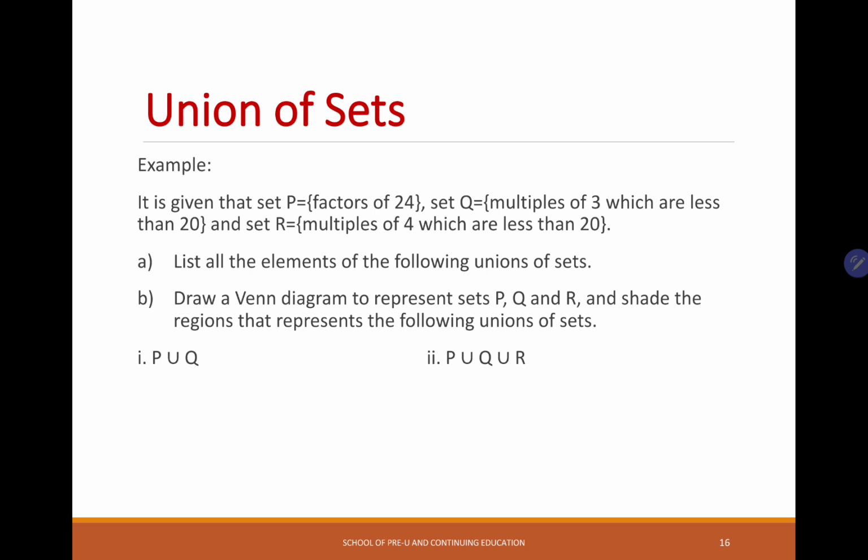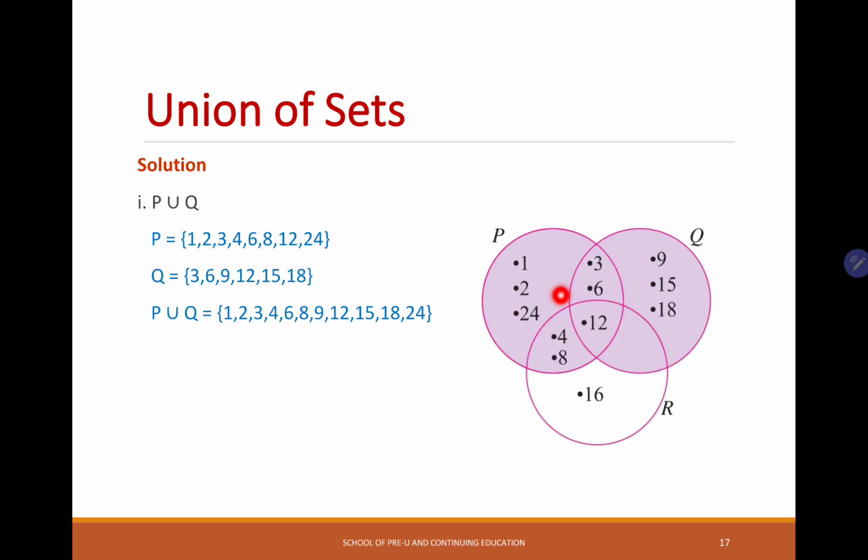The next one, union of sets, where we're going to go through an example. It is given that P is the factors of 24, Q is the multiples of 3 which are less than 20, and set R is the multiples of 4 which are less than 20. The question asks us to list all the elements of the following union sets and draw a Venn diagram to represent P, Q and R. So list all the elements of P and Q, and then find P union Q, which is all of these values.